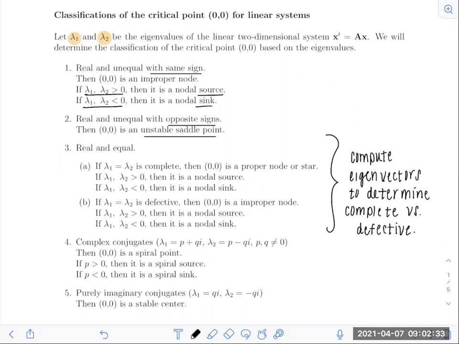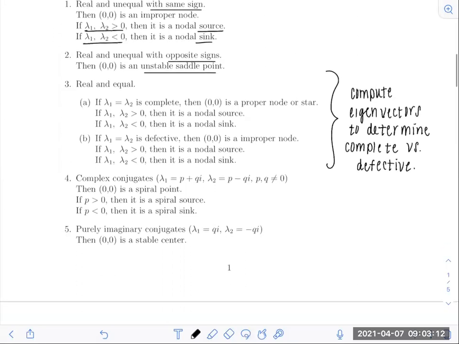All right, so part A under case 3 says that if they are equal and complete, then it is either a proper node or a star. And so here it shows if they're positive, that node is a source, and if they're negative, that node is a sink. Now, if they're defective, remember what that means. It means that you are not admitting enough linearly independent eigenvectors. Then it's an improper node. So here again, if they're positive, it's a source. If they're negative, it's a sink. So this is the only case where you need to go past computing the eigenvalues and compute those eigenvectors just to determine which case you're in.